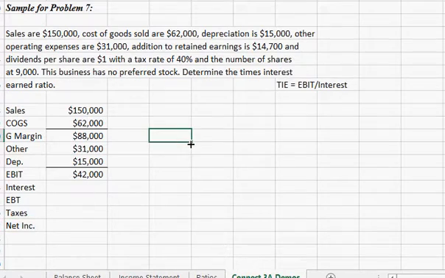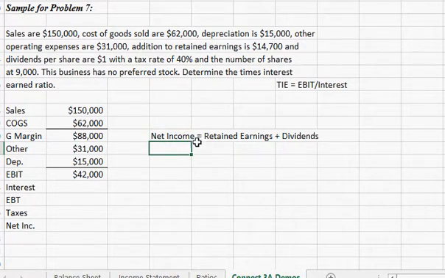So we don't have any of these numbers, but we can quickly get to net income because we talked about the fact that net income is equal to the amount that goes into retained earnings plus the dividends. In other words, however much money your company makes, the only thing you can do is either put it back into the company through retained earnings or pay it out to your shareholders as dividends. So we have up here in our numbers the fact that retained earnings is 14,700.